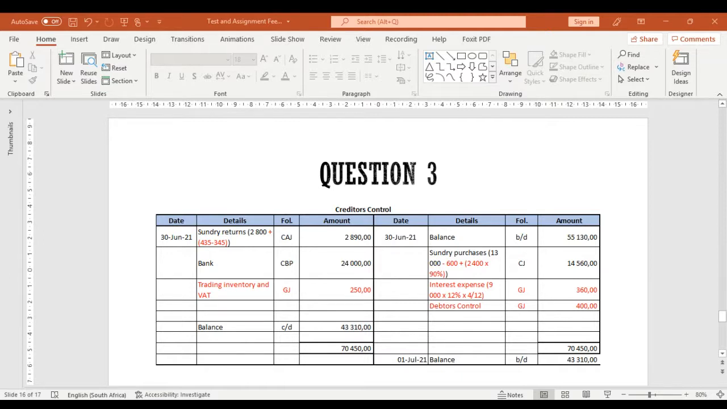And then our settlement discount received, we put it on the correct side of this account, but we also changed the name to trading inventory and VAT, because that is where we would have taken it initially if we did it correctly. And then we balance the account. And that is what you had to do for question 3 to correct the errors. Okay, do you guys have any questions on this?